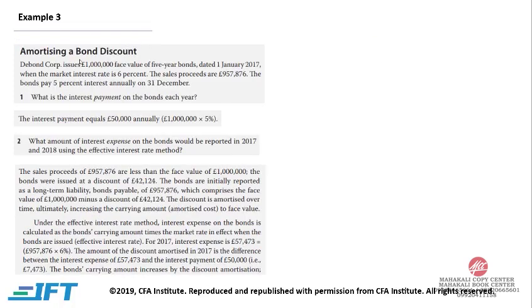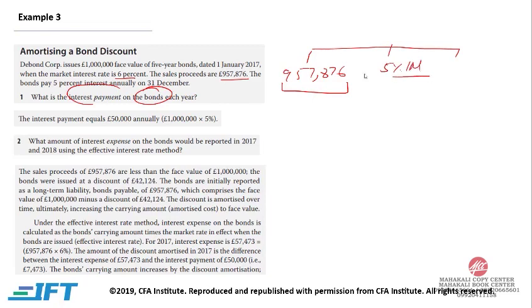Example 3, amortizing a bond discount. So D-Bond Corp issues 1 million face value of 5-year bond dated 1st January 2017 when the market interest rate was 6%. The sale proceeds at time zero, we get 957,876. Now, what is the interest payment on the bonds each year? So the interest payment is your coupon payment. So coupon payment is 5% of 1 million, that is 50,000.